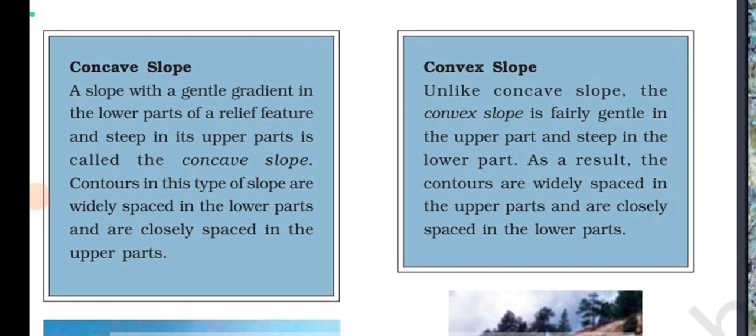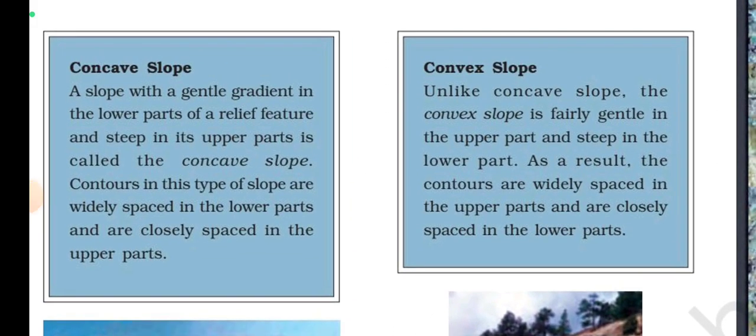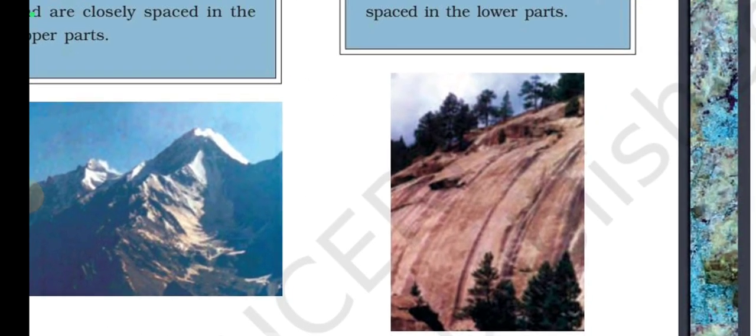Here if I read it again, a slope with a gentle gradient in the lower parts of a relief feature and steep in its upper parts is called the concave slope. Contours in this type of slope are widely spaced in the lower parts and are closely spaced in the upper parts. Now convex slope, unlike concave slope, the convex slope is fairly gentle in the upper part and steep in the lower part. As a result, the contours are widely spaced in the upper parts and are closely spaced in the lower parts. That's it.